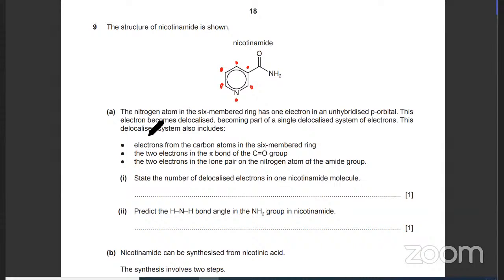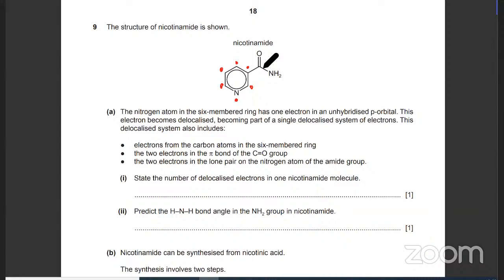So he's saying the delocalized system also includes the electrons from the carbon atoms in the 6-membered ring. So those are yours, so that's a total of 6 electrons. Then the 2 electrons in the pi bond of the C double bond O. So the electrons over here are also part of the delocalized electrons.